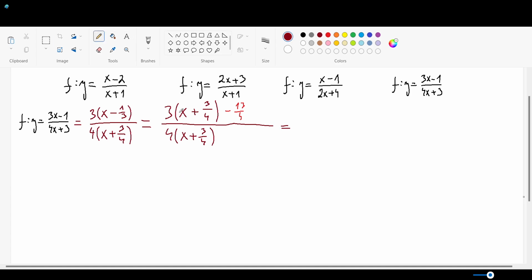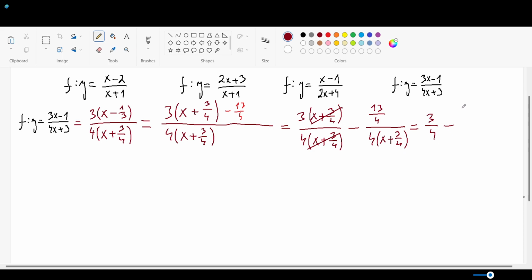We can write these like two fractions: 3 times (x plus 3/4) divided by 4 times (x plus 3/4), take away 13/4 divided by 4 times (x plus 3/4). As you can see, this will be cancelled or simplified, so this is going to be 3/4, take away (13/4) divided by 4 times (x plus 3/4).